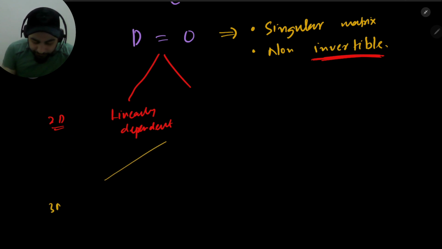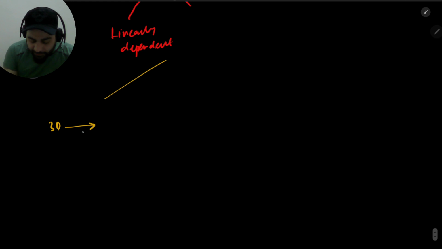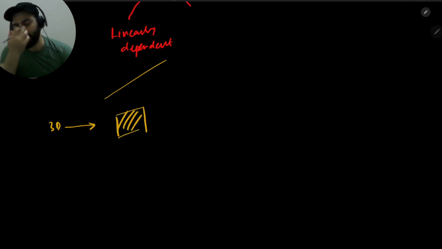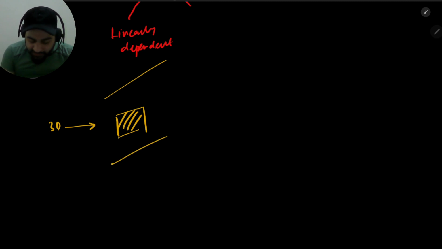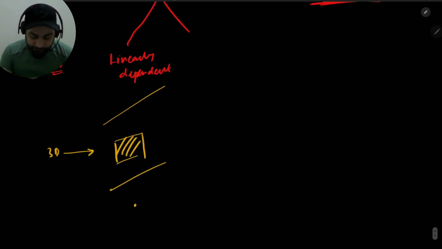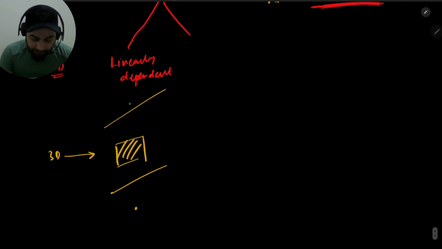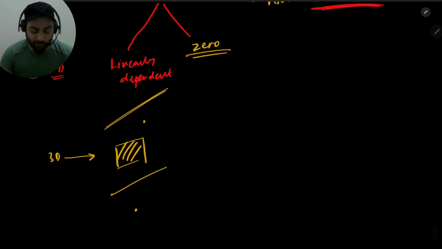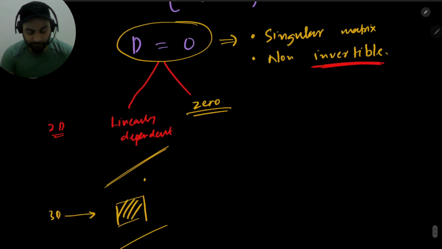So in 3D, what will happen? In 3D, they can span a plane now. Initially, they were spanning the whole 3D. Now they can span a plane, or they can span a line, or they can be just the origin, the 0 0 vectors. So in 2D, it can be spanning a line or a dot. One of them can become 0, or both of them can become 0. So that's the meaning of determinant being 0.